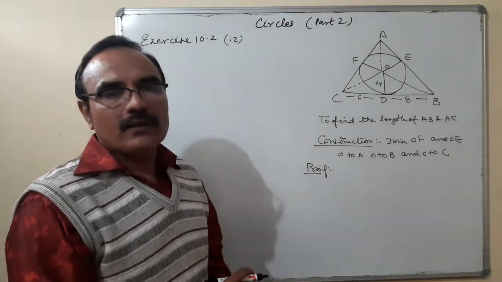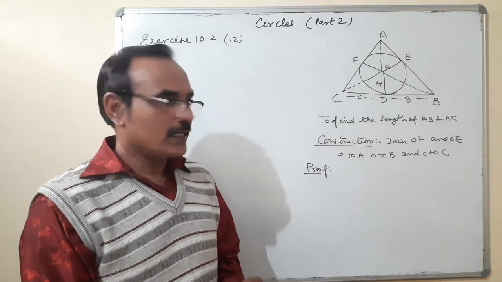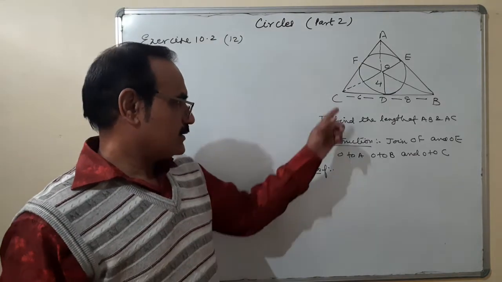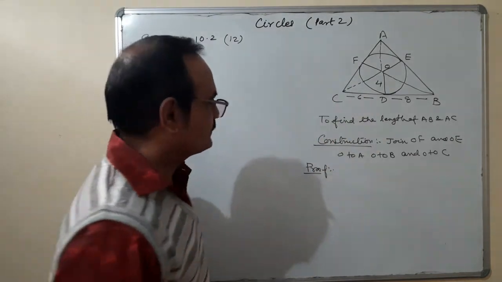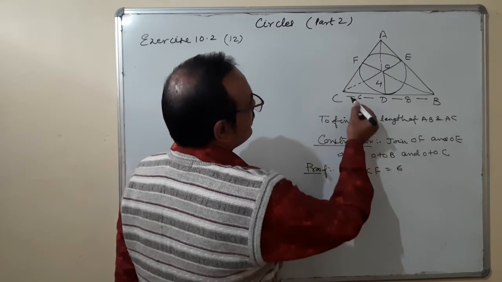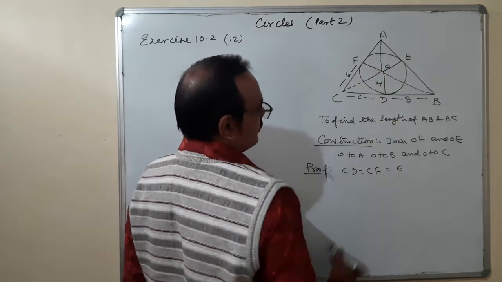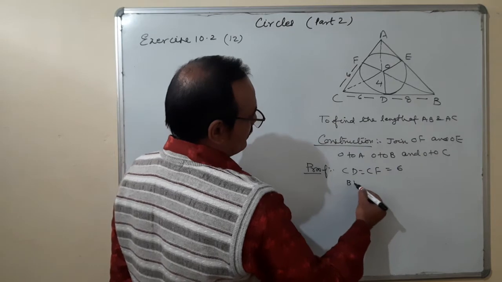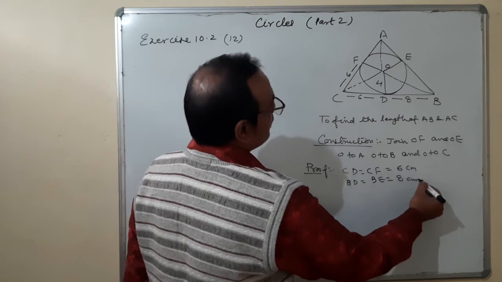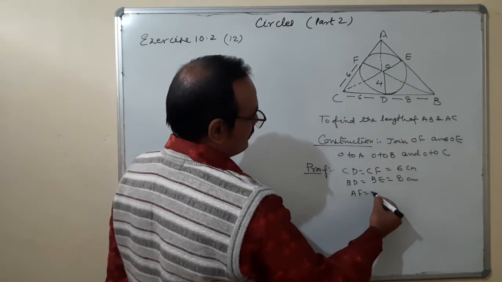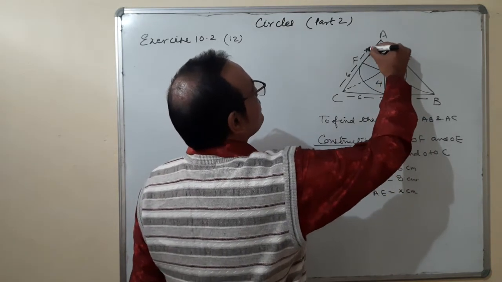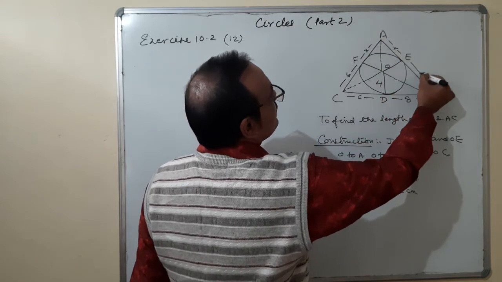Theorem 10.2. Lengths of tangents drawn from an external point to a circle are equal. You can see there are three external points, B, C and A. C is an external point, so CD is equal to CF. CD is equal to CF is equal to 6. BD is equal to BE, 8. And third one is AF is equal to AE is equal to X centimeter. This I have taken X.